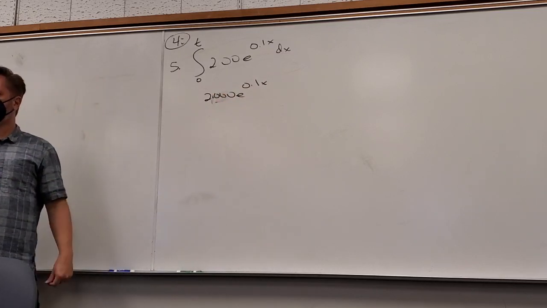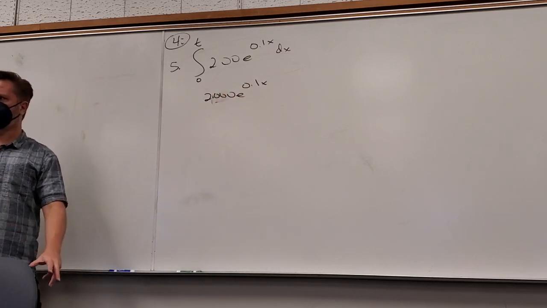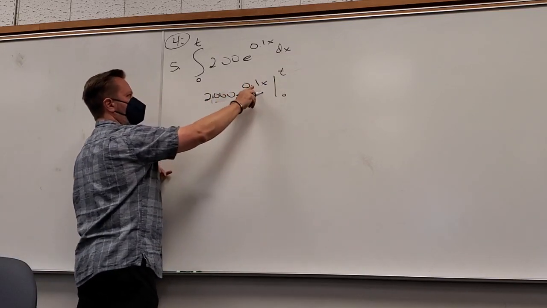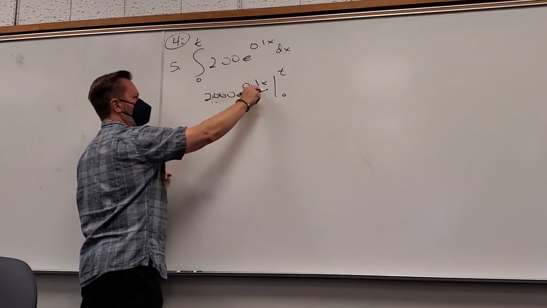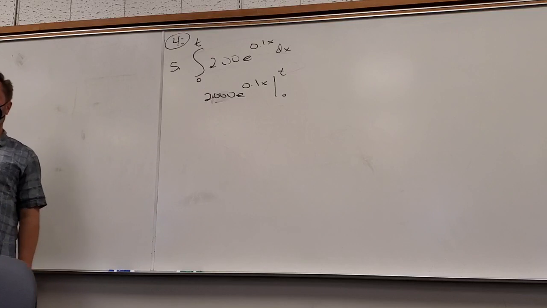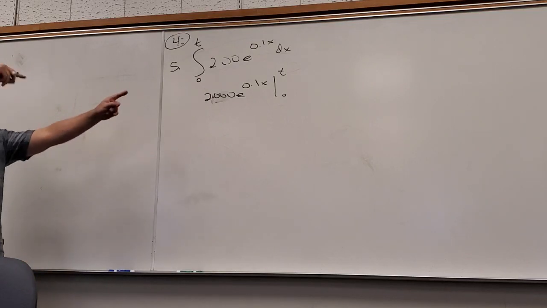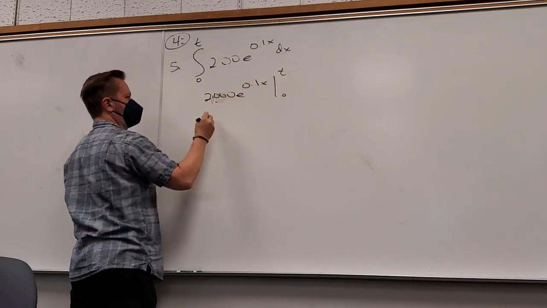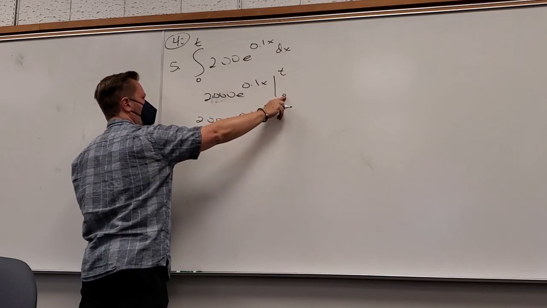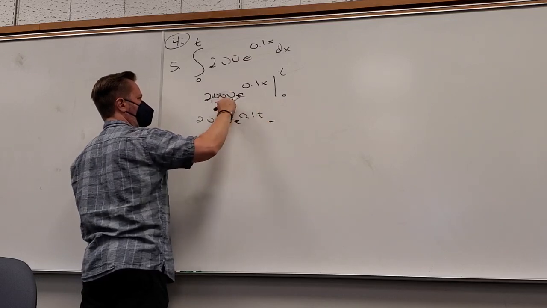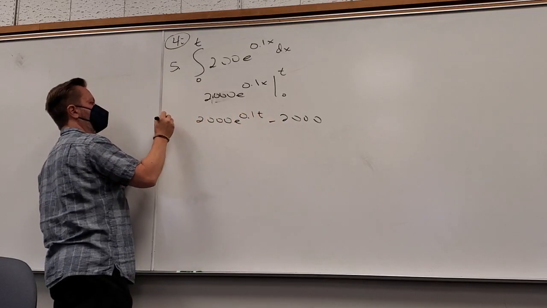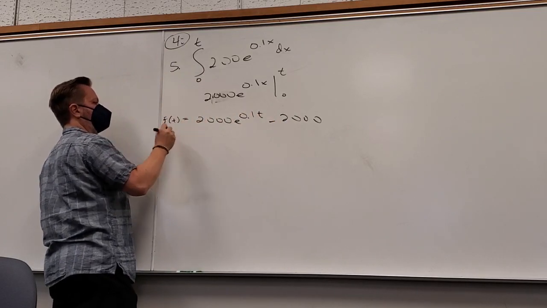Does everybody see that? So far, I'm not done yet, obviously. From 0 to t. So if you take the derivative, it'd be 2000 e to this times 0.1. 2000 times 0.1 is 200, so check. And then I just plug those in. What do you get when you plug a t in? 2000 e to the 0.1t. What do you get when you plug a 0 in? 2000. Yeah, 2000 times e to the 0 is 2000 times 1, so you get 2000. So that is your savings function.